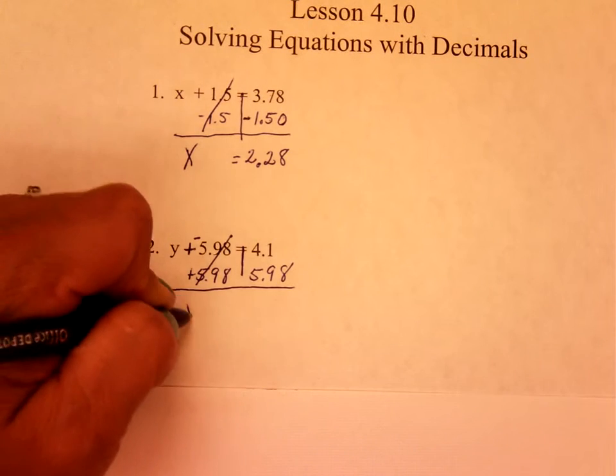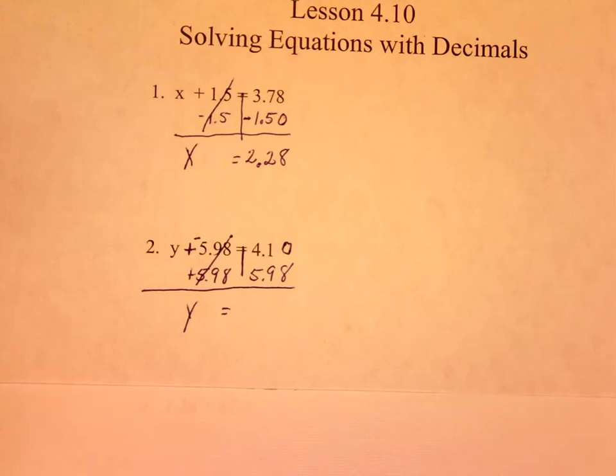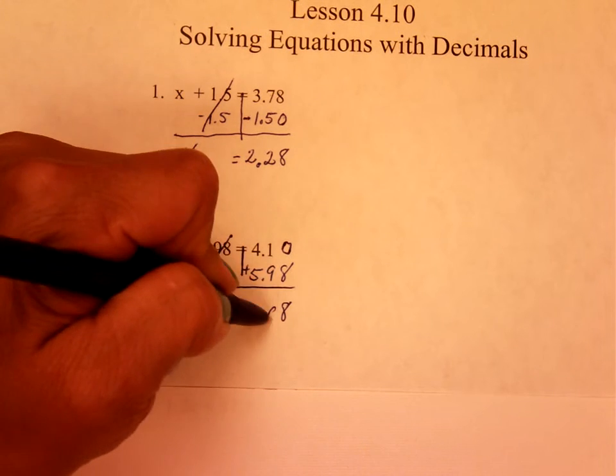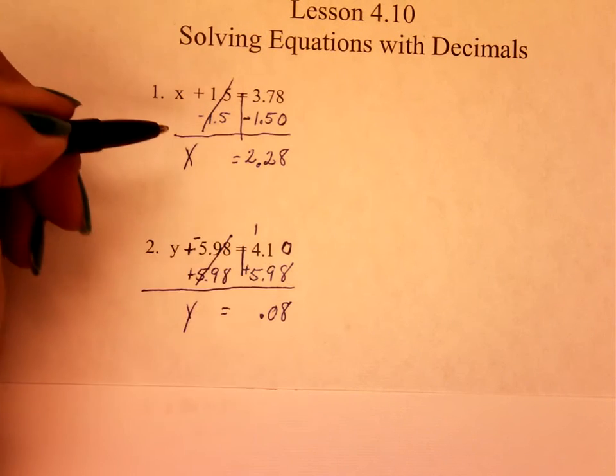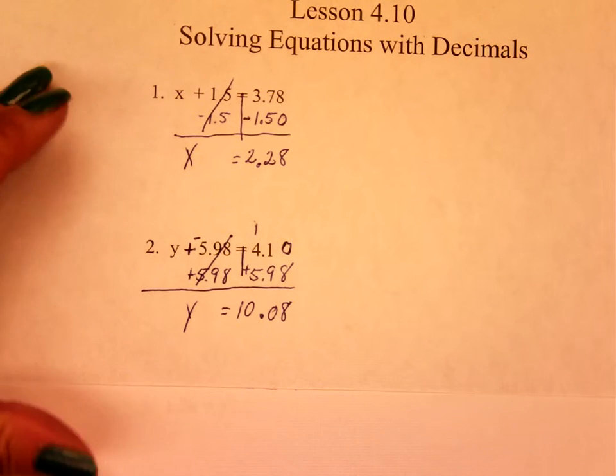This cancels out. You're left with y is equal to. There's no number above the 8, so add a 0. Now you're adding, remember, so it would be 8, 10, carry the 1, bring down that decimal, be 9 and 10. So the answer, y is equal to 10.08.